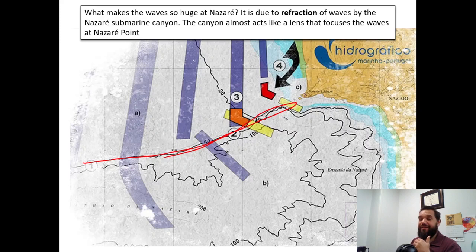Because the deeper the water, the longer the wavelength. The longer the wavelength, the bigger the wave.